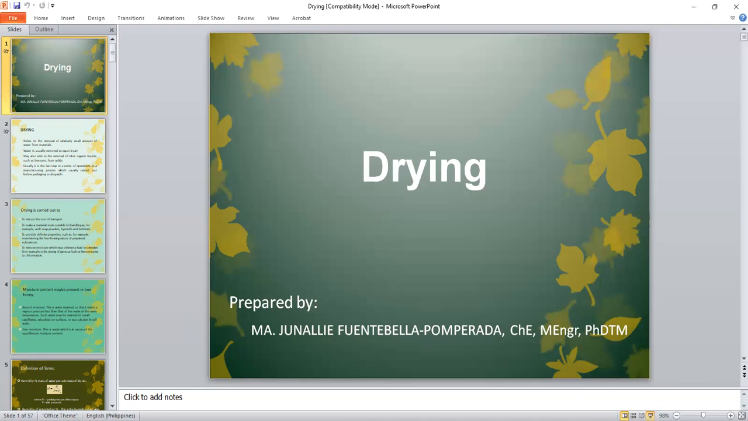Anyway, for this afternoon, we'll be talking about drying. We'll be starting off with the fundamentals of drying, regarding humidity, the water content of air that is primarily used for drying, and the water content of materials as well. But we'll start with the very basic, which is the definition of drying.